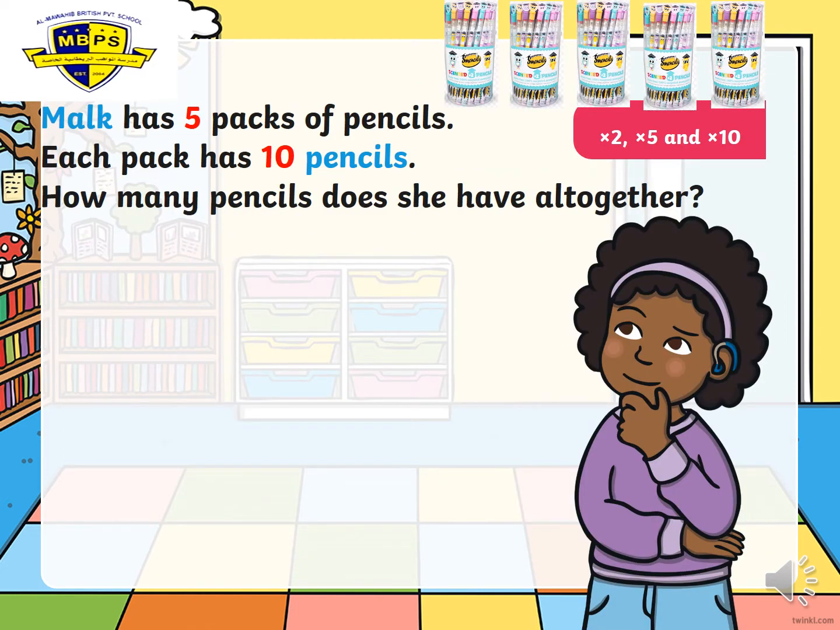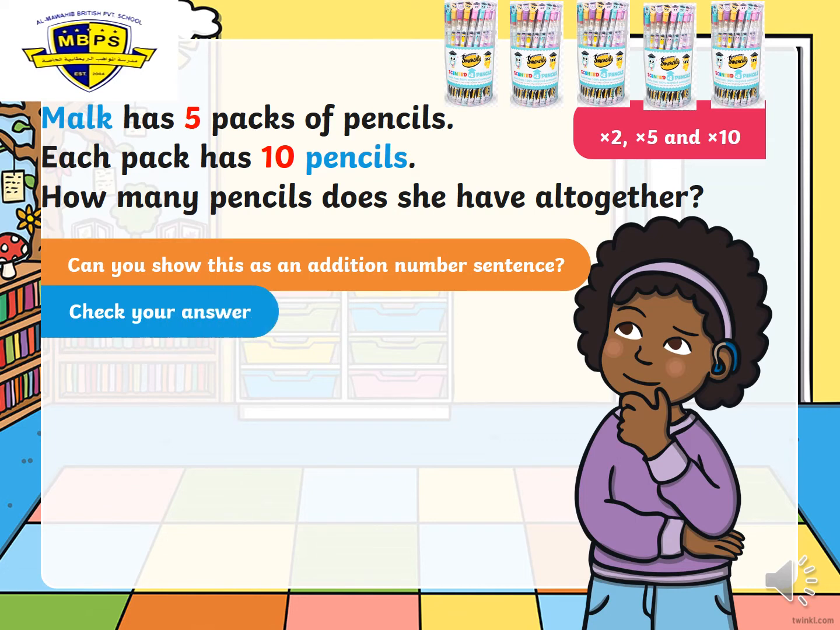The second multiplication word problem. I will start to read and you try to understand the problem, then we will start to solve it together. Malak has 5 packs of pencils. Each pack has 10 pencils. How many pencils does she have altogether? Now, can you show this as an addition number sentence? Use your pencil now and write an addition sentence about this story.